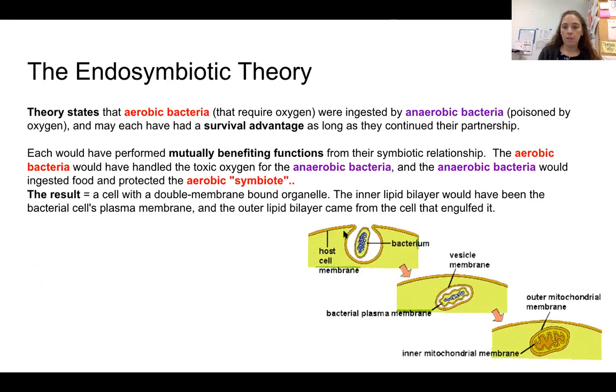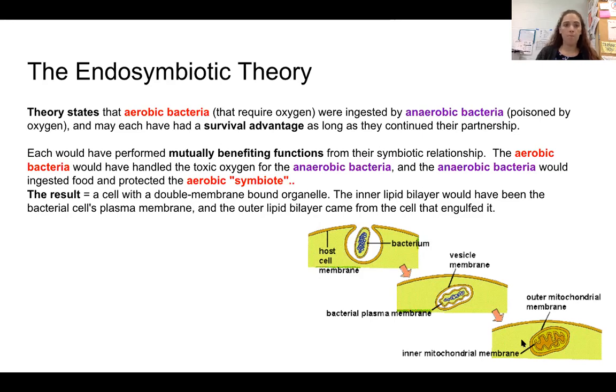So in this case, here's an example. Let's move that so we can see our picture. Here's our host cell. It's engulfing a bacterium. And so now we have the vesicle membrane, the bacterial plasma membrane, and then over time, as these symbionts became more and more dependent on one another, we now have the outer membrane of the mitochondria or the chloroplast, and then the inner membrane.